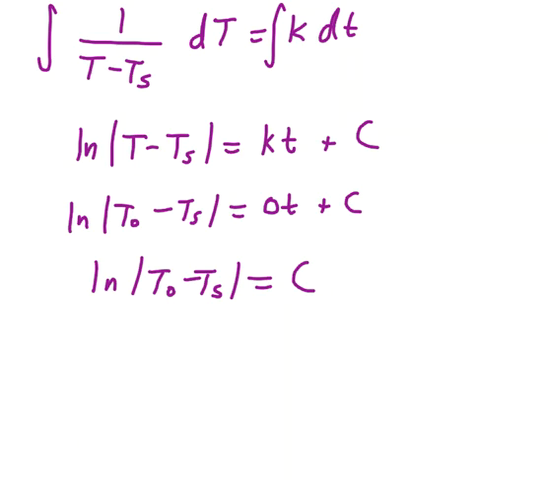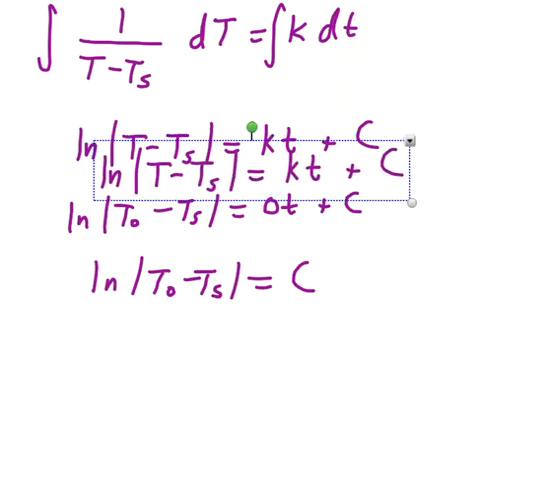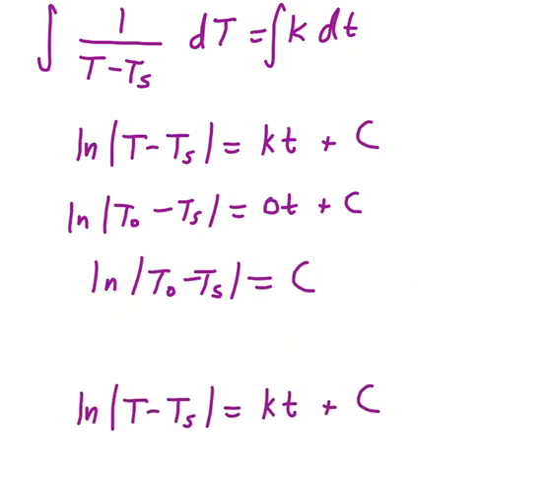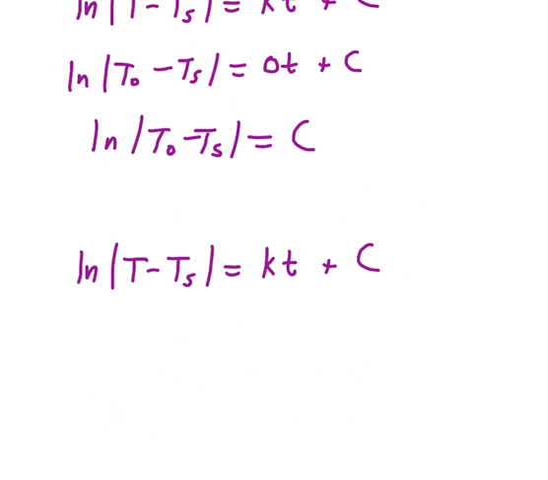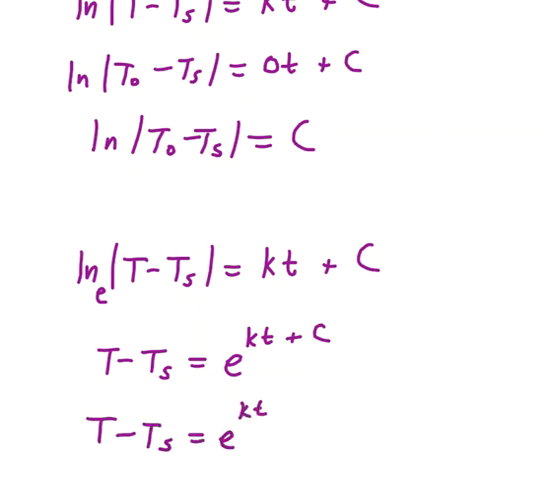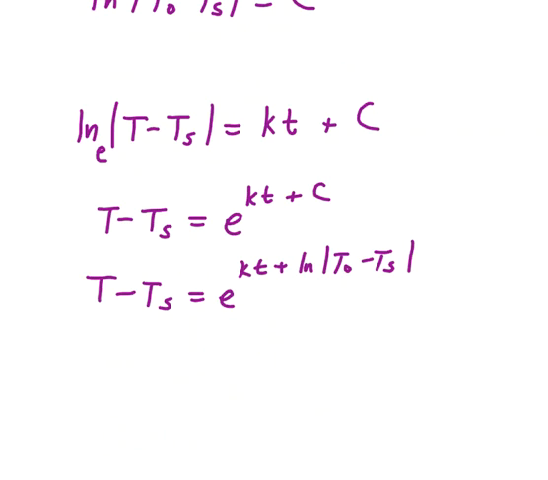So I'm going to work off of this line for a minute. Bring it back down. Okay, now I found my c. So if I convert to an exponential, my base is e. So T minus Ts equal to e to the kt plus c. Oh, but wait, I know what my c is. I need to leave that. We're going to have e to the kt plus ln of T0 minus Ts. Okay.